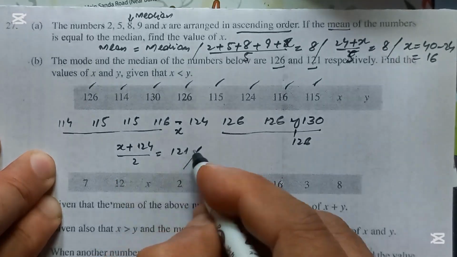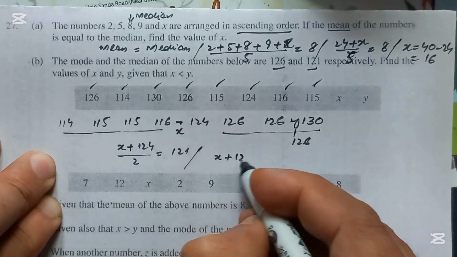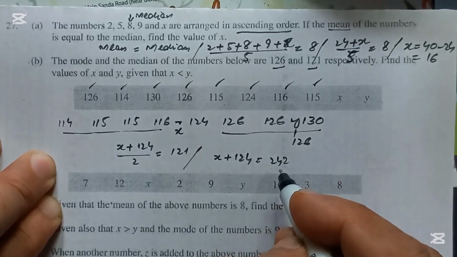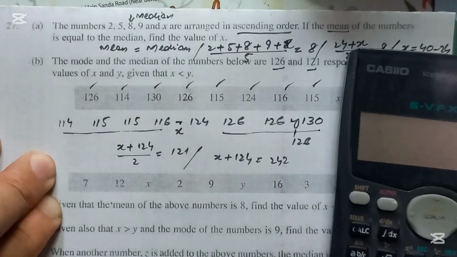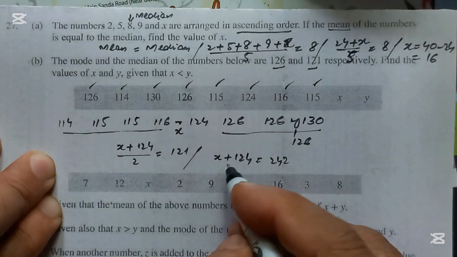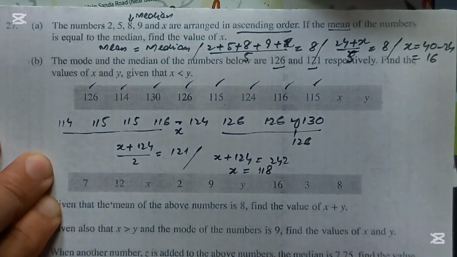So this will go to the right side. x plus 124 is equal to 2 ones are 2, 2 twos are 4, 2 ones are 2, so 242. 242 minus 124 will be equal to 118. So x is 118.